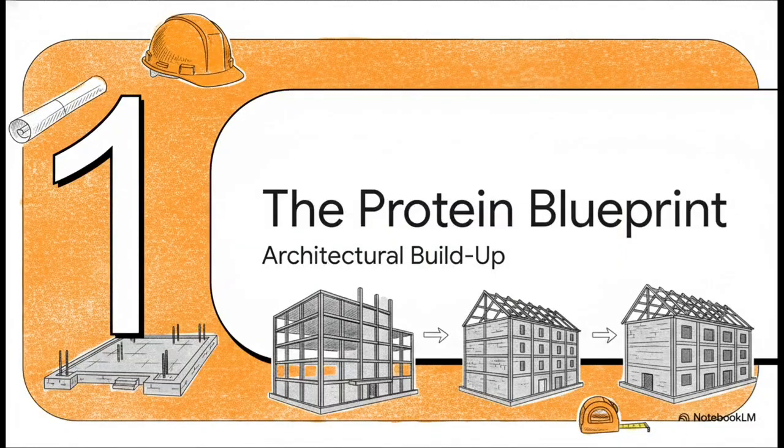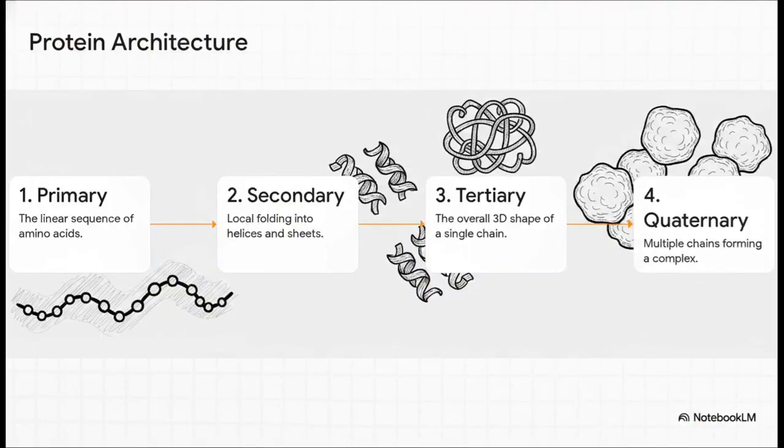Well, to figure that out, we have to start thinking like an architect. We're not just going to look at the finished building. Nope, we're going to follow the construction process step by step, from laying the foundation all the way to the final working structure. And in the world of protein architecture, it all happens in 4 fundamental levels: primary, secondary, tertiary, and quaternary. Each level builds right on top of the last, adding a whole new layer of complexity. This is our roadmap. Let's get into it.